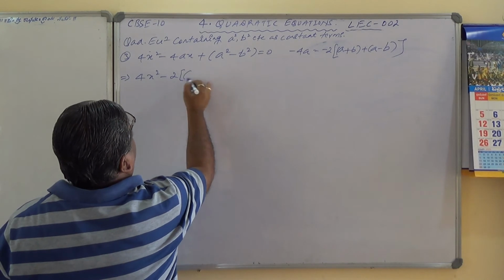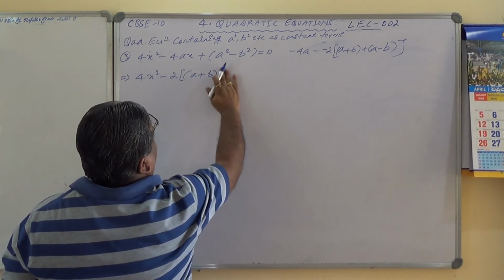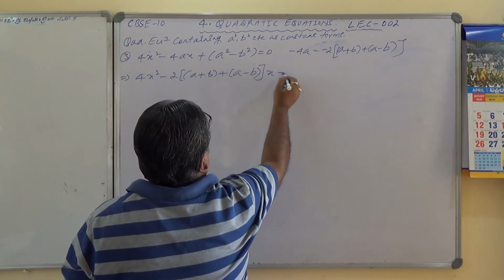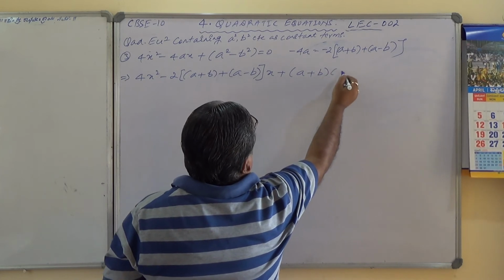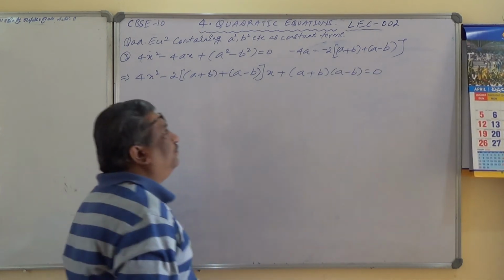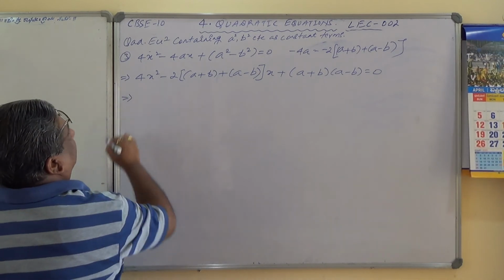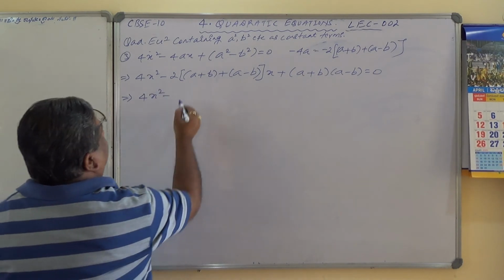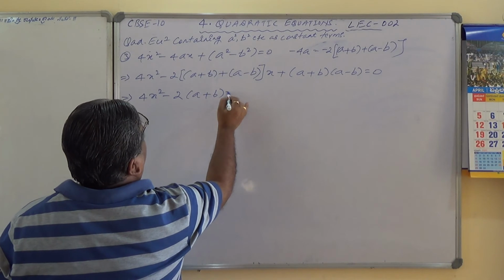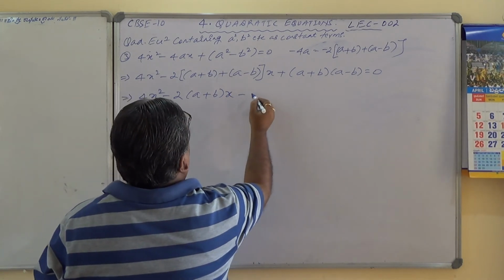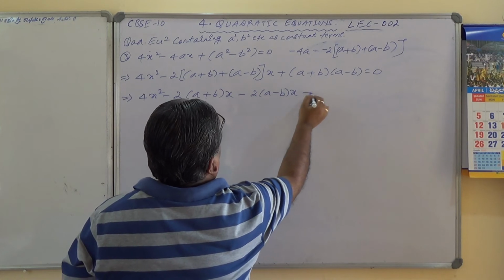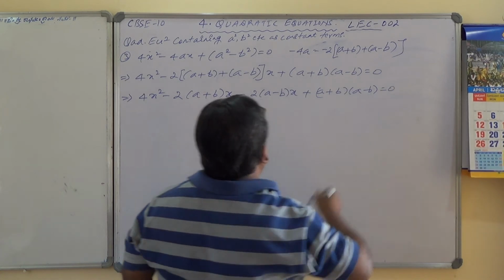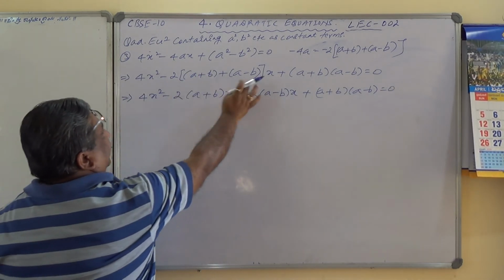This is how I can replace it, and therefore 4x square minus 4ax is nothing but minus 2 times, into bracket, x, minus. So I have opened this bracket here.